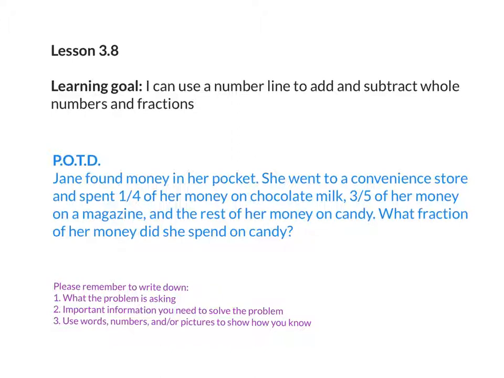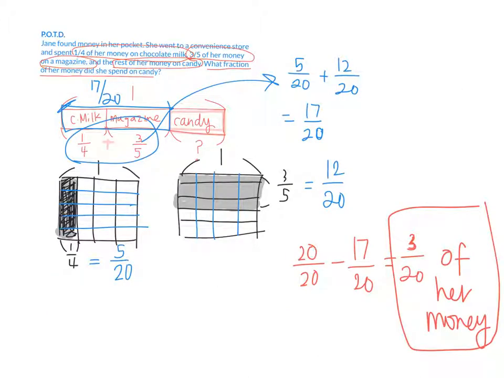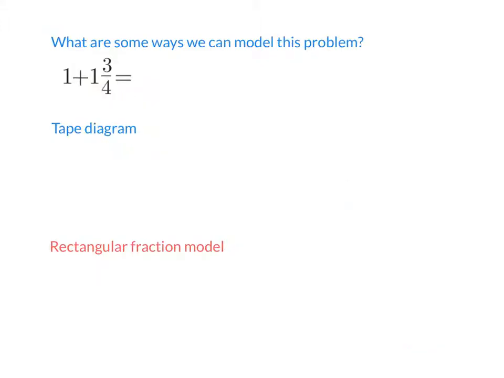Okay, let's first talk about the problem of the day. We've learned a lot about different ways we can model math. Okay, so one way we can model this math problem, which you're going to write into your notebook, is 1 plus 1 3/4. Well, could I use a tape diagram to model that? I sure can. Go ahead and try that in your notebook. Here's how you would do it. I would draw that that's 1, and I'm adding 1 3/4 to it.